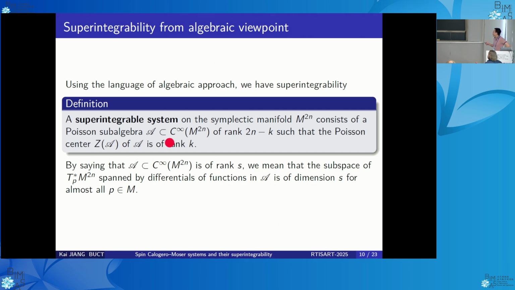So in the algebraic way, the description is much easier. There are two parts. The first part is this algebra A, and the other part is its center, just like this. The rank is classic. It is equivalent to say that there are 2n minus k generators. They are functionally independent. So this is the algebraic definition, and we can also have a geometric realization.